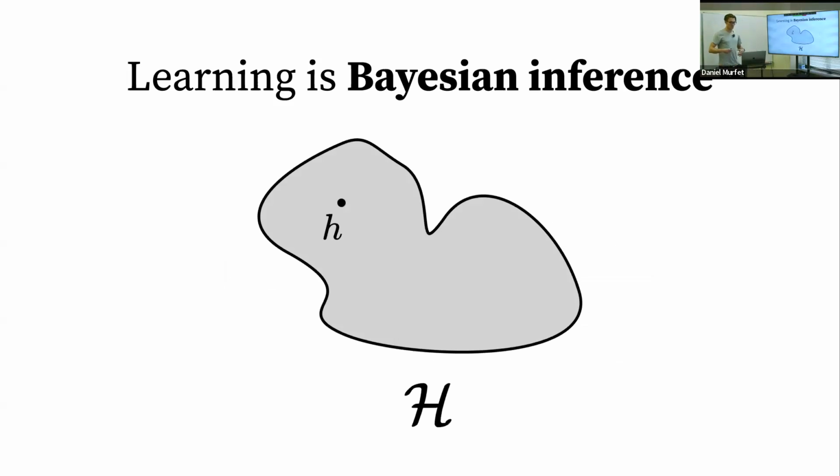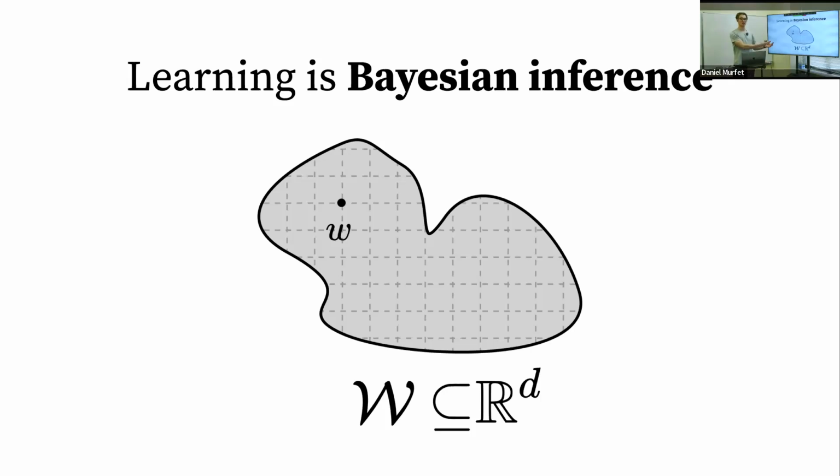To actually implement Bayesian inference, we need to make a few changes. First of all, we move over to parameterized model classes. We associate hypotheses with numbers, because now we can smoothly change these numbers to navigate the hypothesis class. We move from this abstract picture of learning hypotheses to a very practical picture of moving through parameterized model classes.